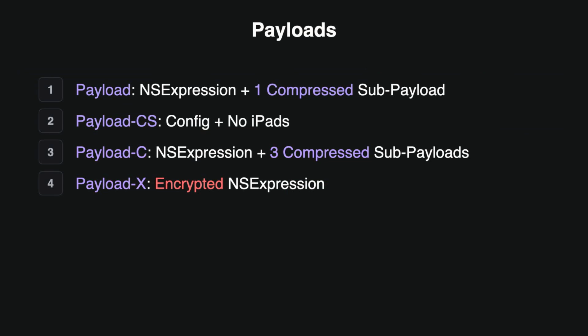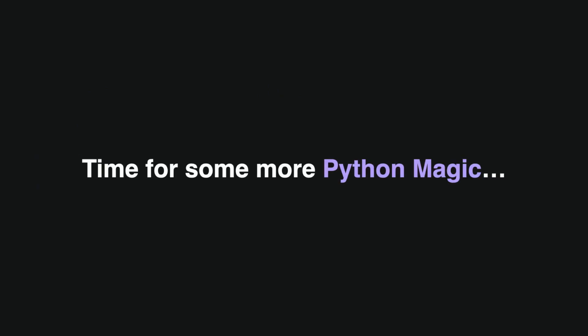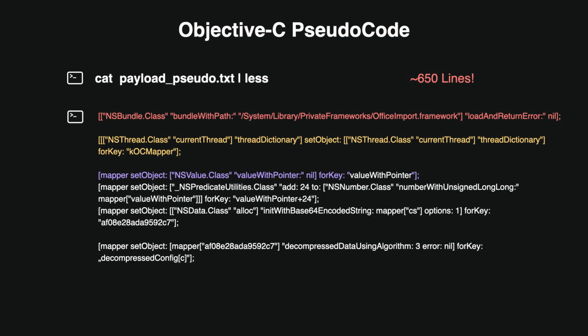The config file didn't contain any iPads. Maybe that is because iPads are usually not able to open wallet passes, but maybe there is a different reason for that. But still, at the time, I just had the overall structure, and this old format was not really good enough to read, so it was time for a little bit more Python magic. And after that, we got this down to something like this, which looks like some pseudo Objective-C code, but it's definitely good enough to read. And the whole payload is now down to 650 lines.